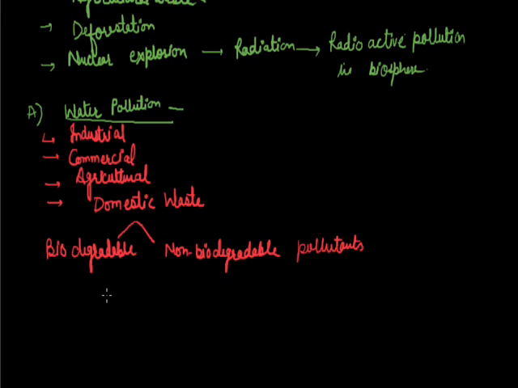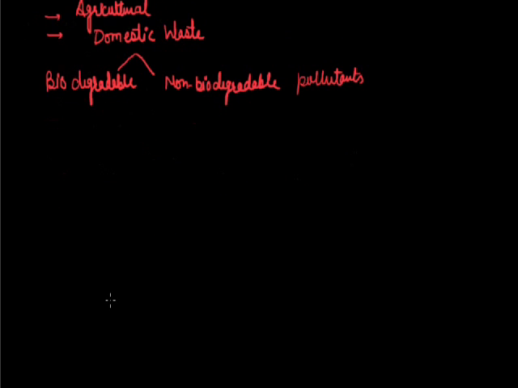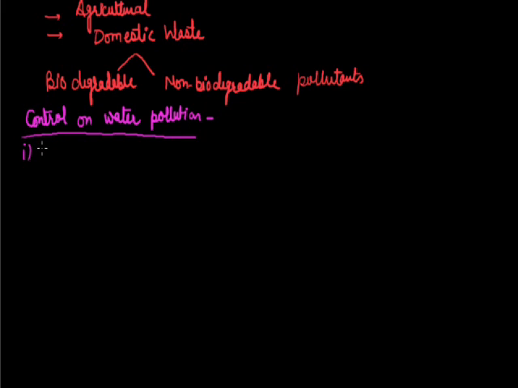Now, to prevent the Earth from water pollution, we have to take some specific steps. These are the following. First of all, industrial effluents that come out from the industry should be sterilized before dumping. So proper dumping should be there, and composting is also essential.